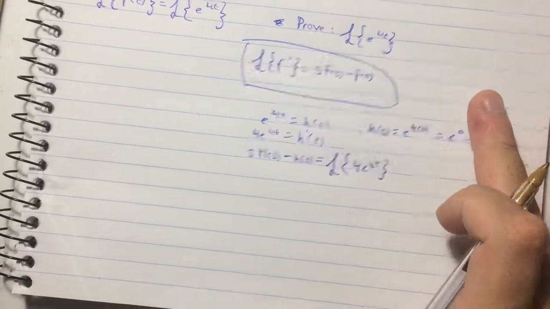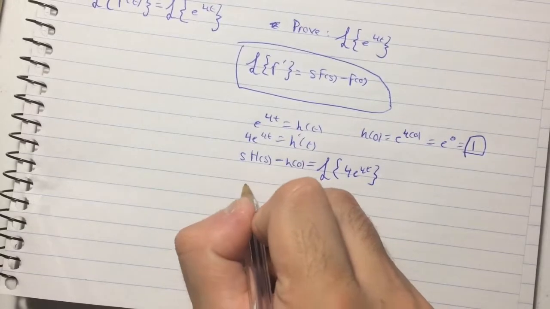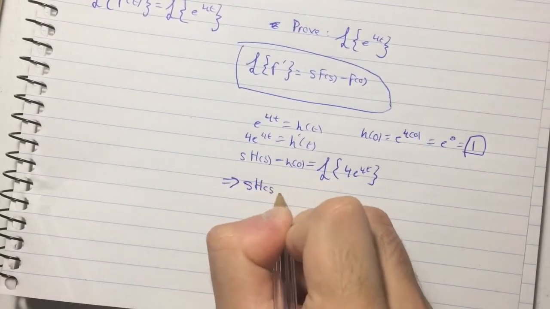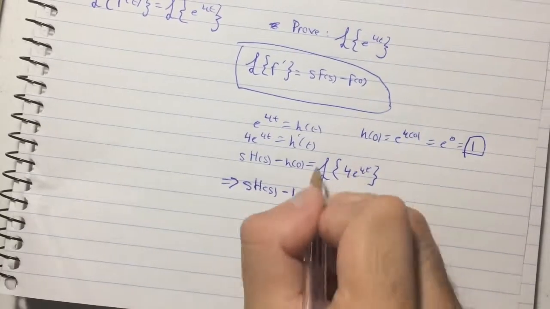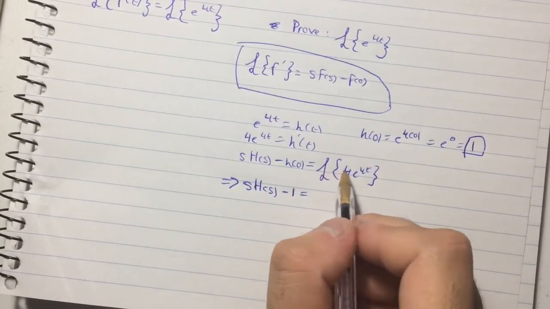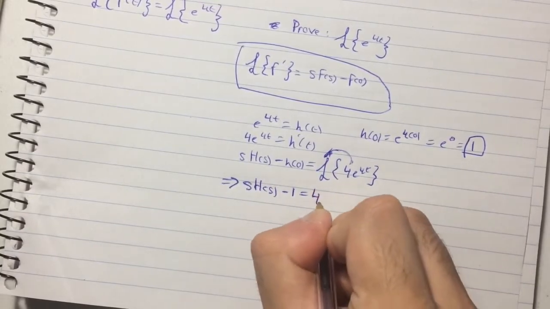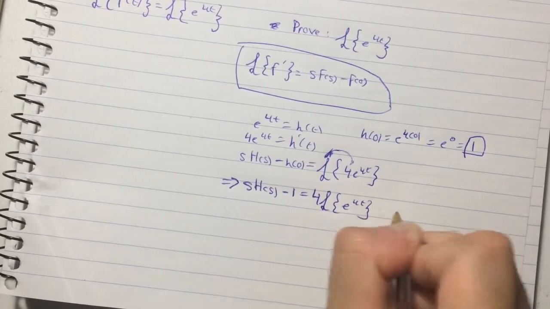I don't know why I proved that on video, but it doesn't matter. So sHs, I'm going to rewrite it one more time. sHs minus 1 is equal to... Now I'm going to bring this 4 out the front, because this is just an integral, right? Remember, Laplace transforms are just integrals. You can take this 4 out the front. So that's 4 times the Laplace transform of e to the 4t, because that's what we want.